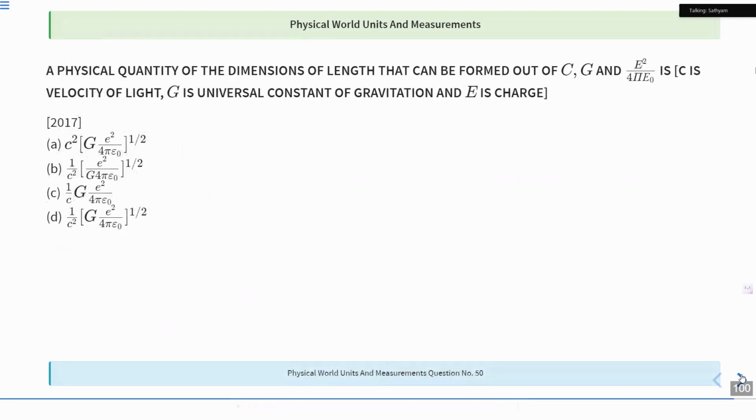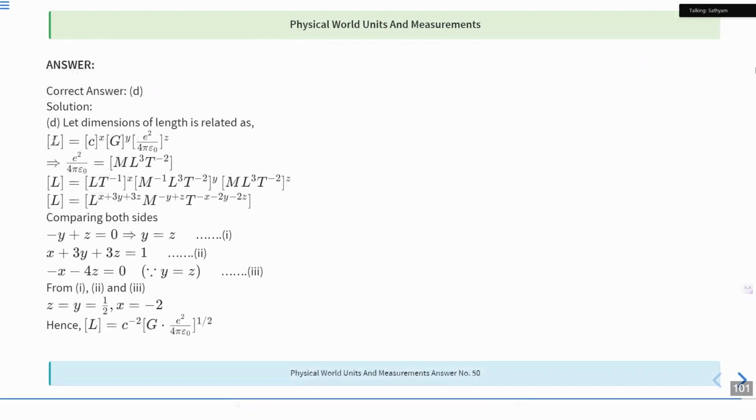Now, a physical quantity of dimension can be formed out of C, G, and this thing, where C is the velocity of light and G is the universal constant. So derive it from the principle of homogeneity. Keep everything in X, Y, and Z terms. True. That's correct. I hope everything is clear until here.